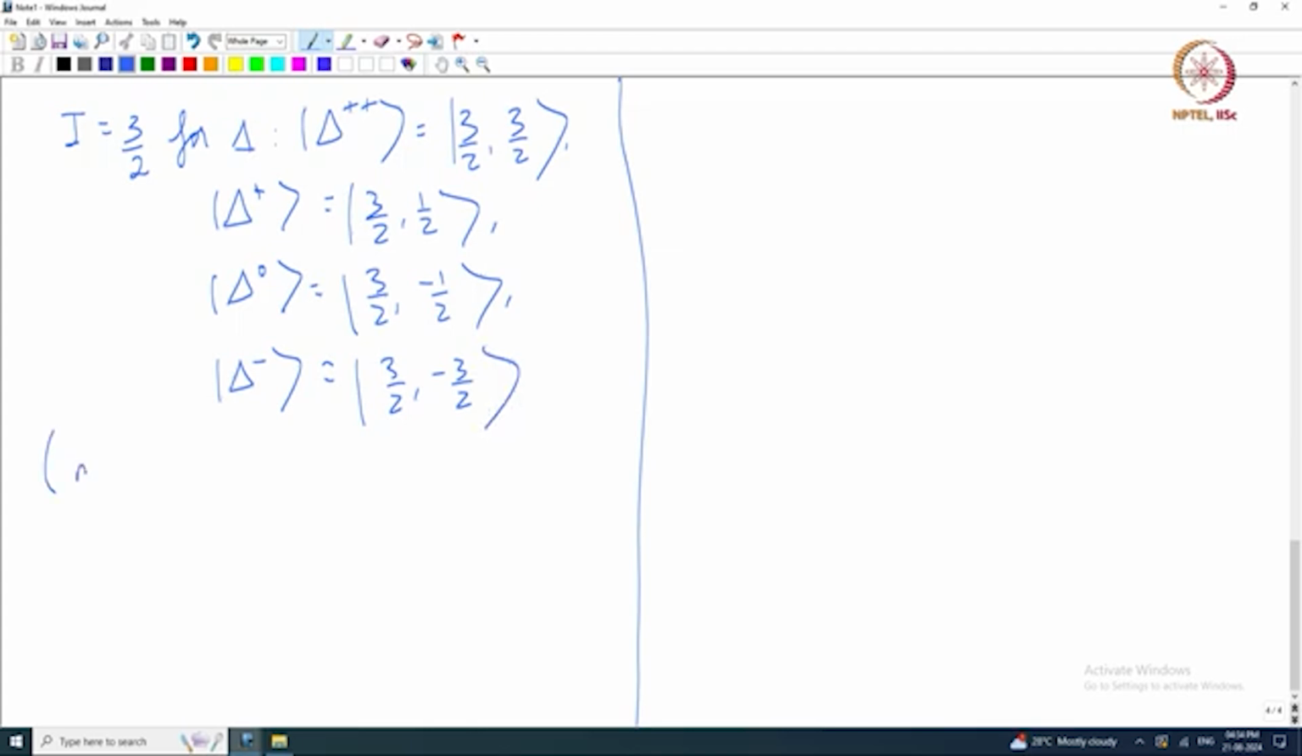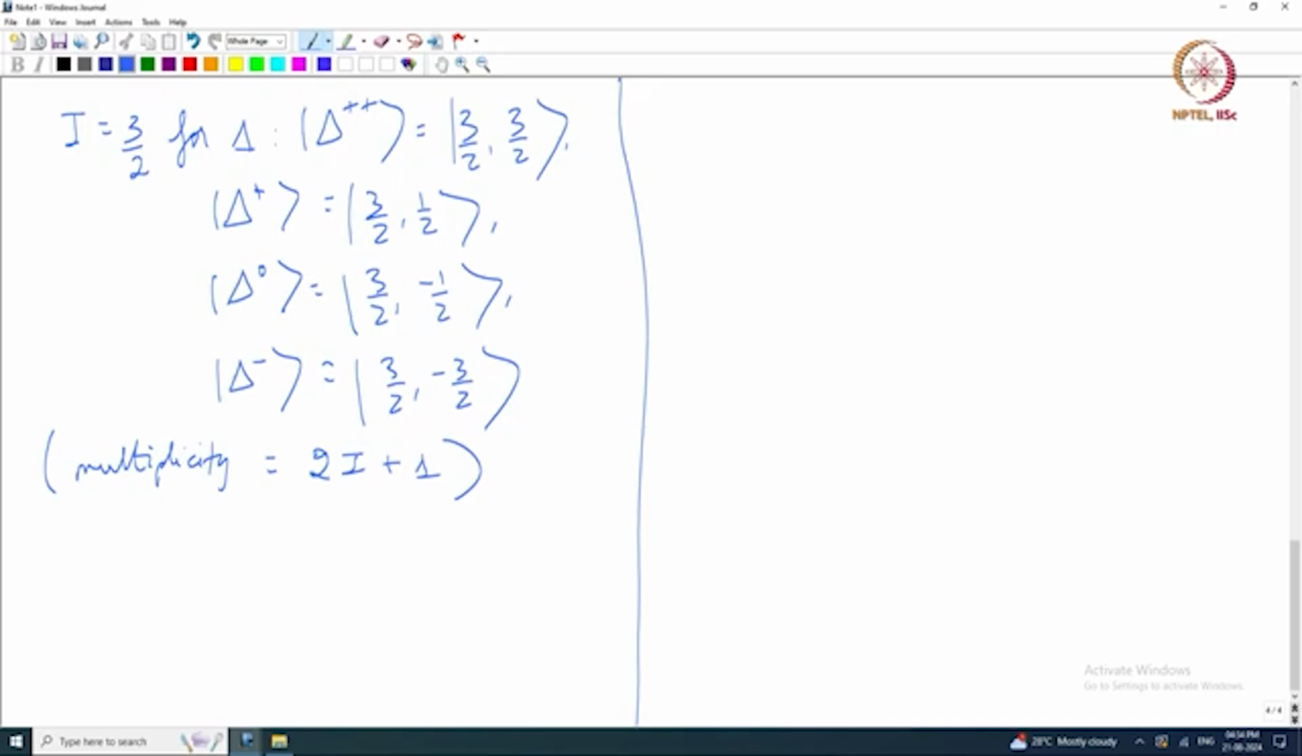So, in other words, the multiplicity is just like in spin, instead of 2s plus 1 you have 2I plus 1, good, clear, okay, very good.